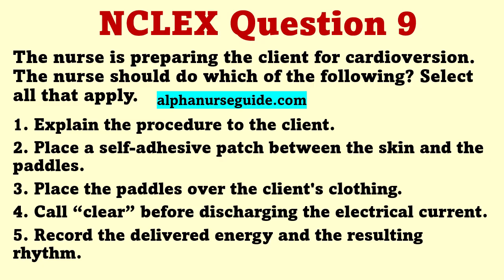The nurse should first explain the procedure to the client, and then place the patch electrodes per agency procedure. The nurse must make sure to call clear before discharging the electrical current to prevent injury to others who may be helping with the procedure. After the procedure, the nurse must record the amount of electrical current delivered and the resulting rhythm. The paddles are placed on the patch adhered to the client's skin, not over the client's clothing.